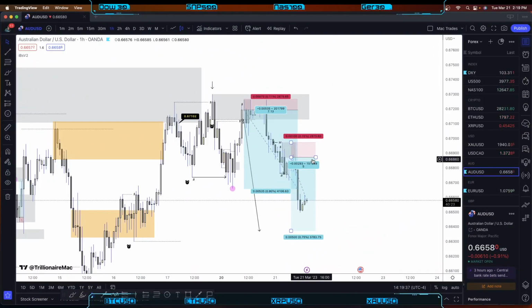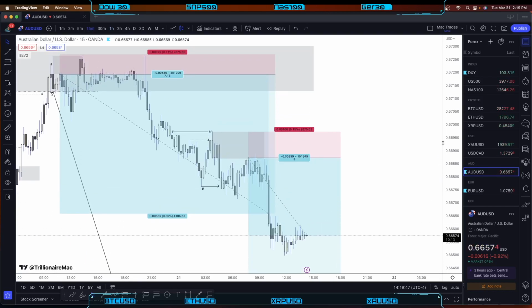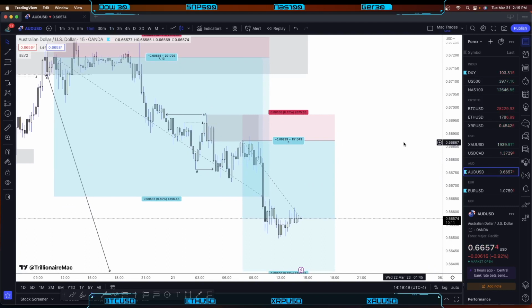So today's trade was taken off of the M15. That's usually the time frame that I use as my macro when it comes to day trading. So if we go to the M15 time frame, we can see that we have this simple continuation pattern right here within this area.